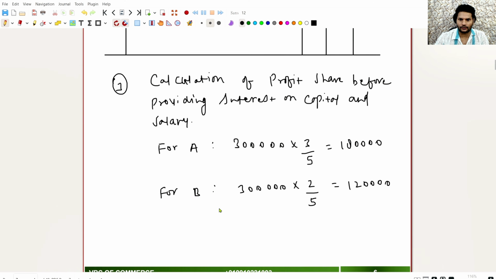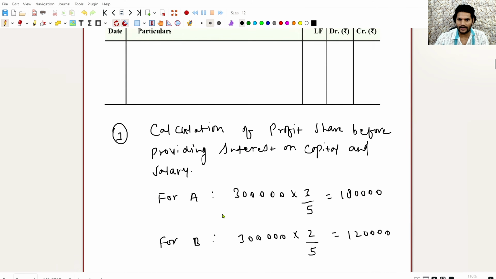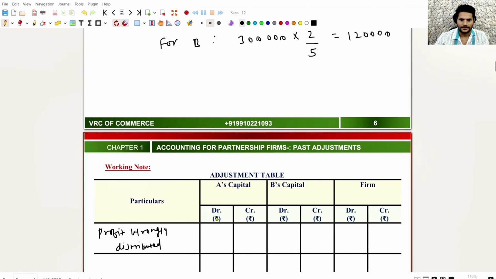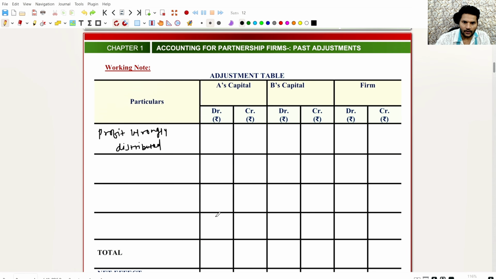We already have calculated the profit, that is 180,000 and 120,000. So 180,000 will be debited and 120,000 will also be debited, and the same will be credited to firm account. So what is the total value? That is 3 lakh. So we have taken back the profit which was wrongly distributed. Now the next step is that you need to provide the interest on capital that was omitted. So let's provide the interest on capital.